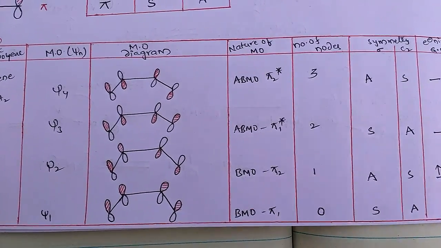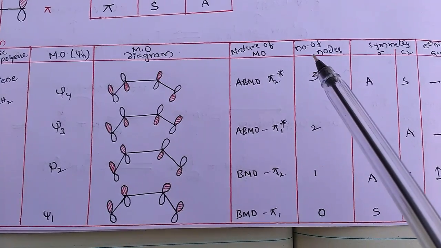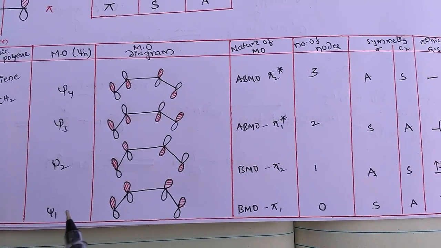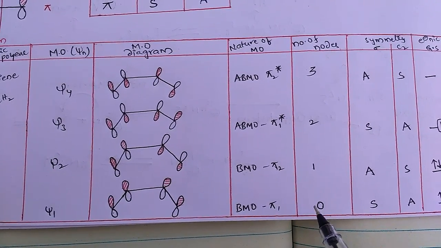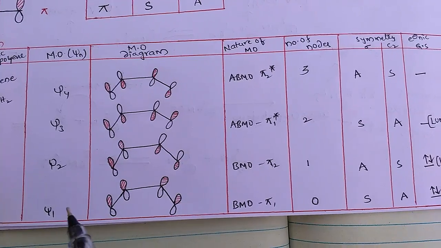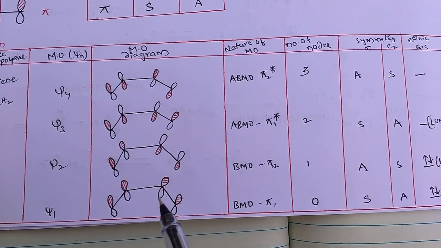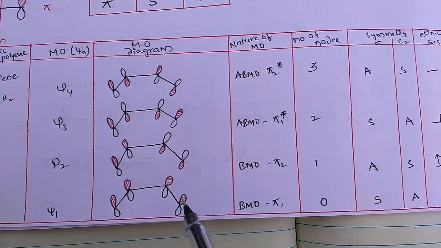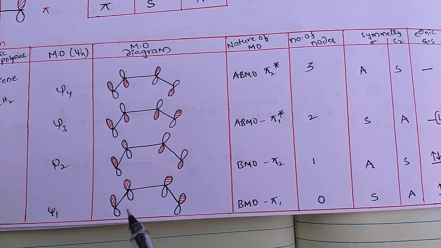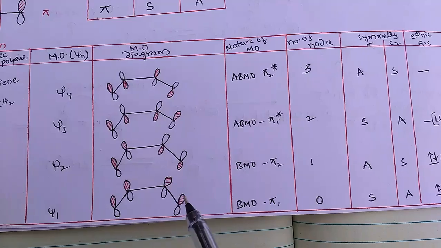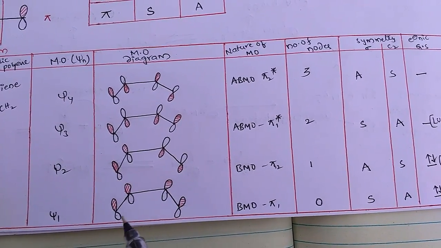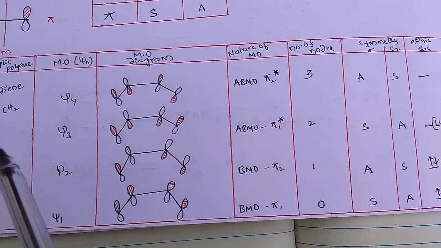Already I told you the number of nodes is equal to n minus 1. Consider this is psi 1, so that means 1 minus 1, that is equal to 0 nodes. In the molecular diagram, in the ground state psi 1 there should be no nodes, so these shaded lobes are all on the same side, and these empty lobes are on the same side. That's why there is no node. So this is a representation of psi 1 of the molecular diagram of 1,3-butadiene.